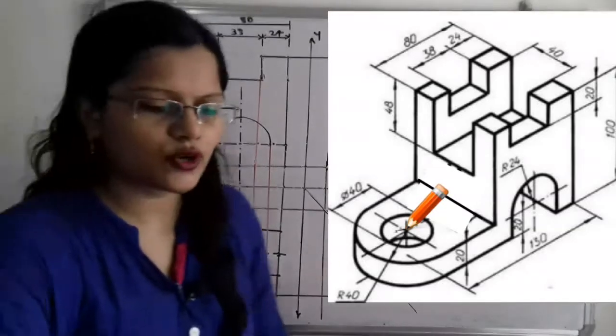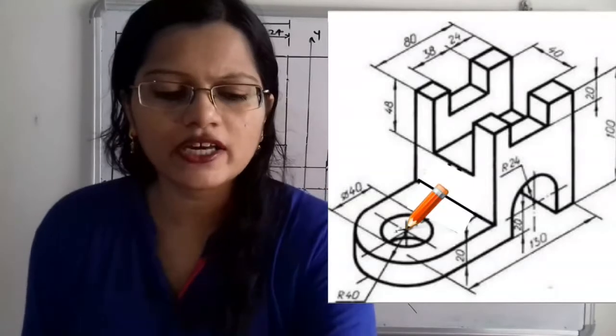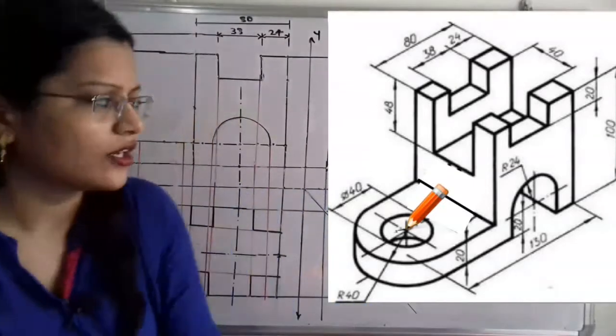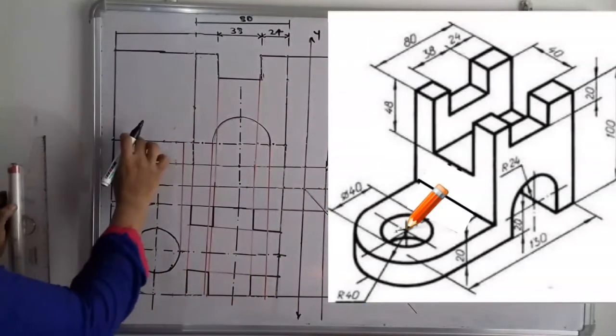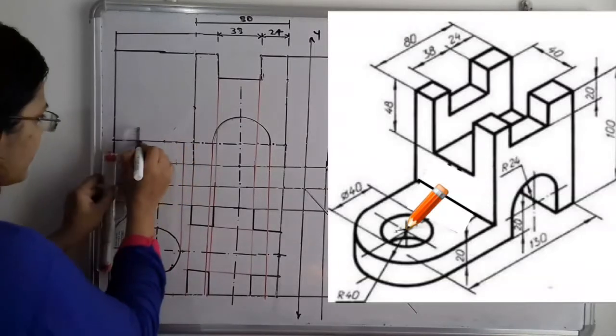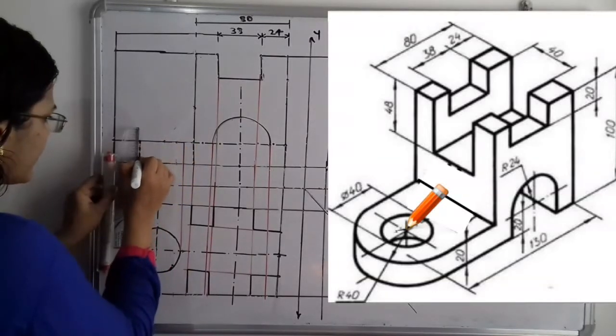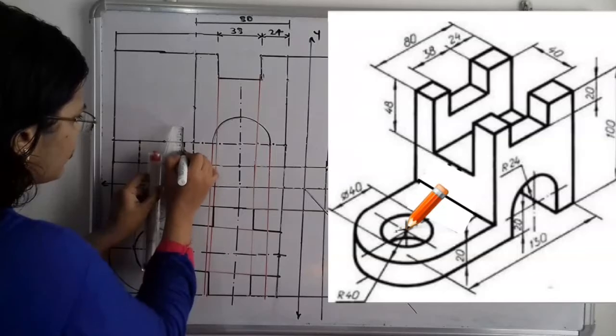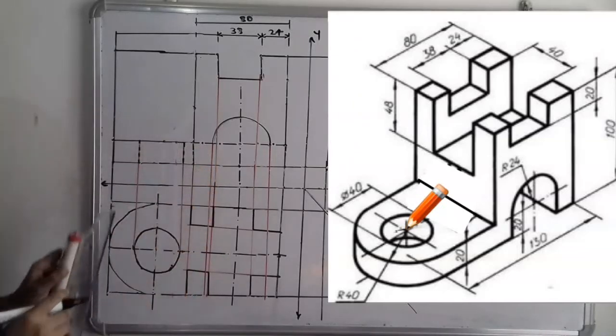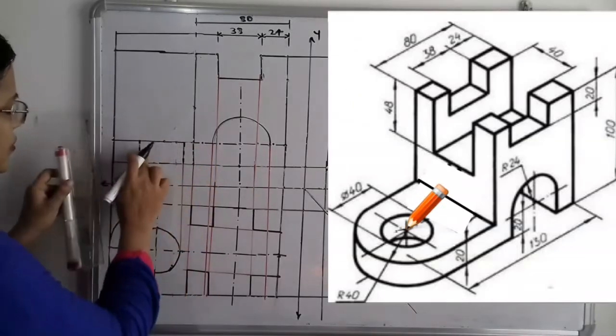Now we have to show how to show this. So where does it exist? It exists throughout the base, which has a 20 millimeter height. So I will show this in the form of dash lines. We have to show it in the form of dash. Now this is the center line. So this is the whole structure.